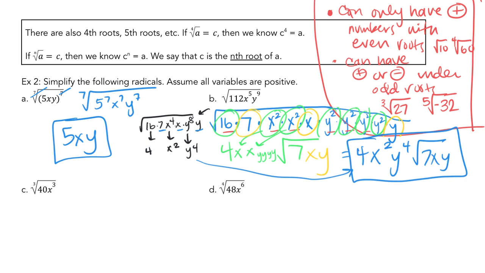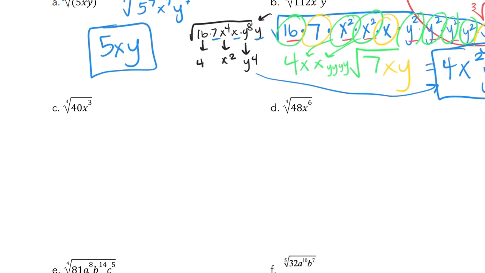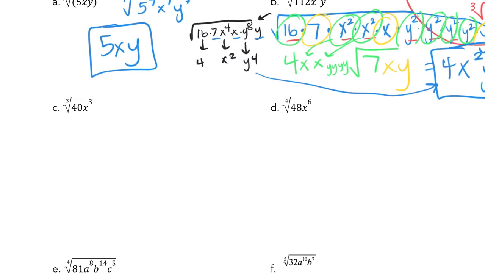Okay, let's go ahead and go to our next problem. All right, so the cube root of 40x cubed. Well, I know that x cubed is a perfect cube already, but 40 isn't. I'm going to look at my list of perfect cubes, and the smallest one is 8. And I know that 8 is a factor here, 8 times 5, x cubed.